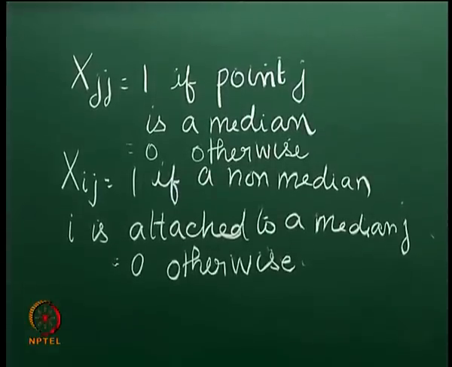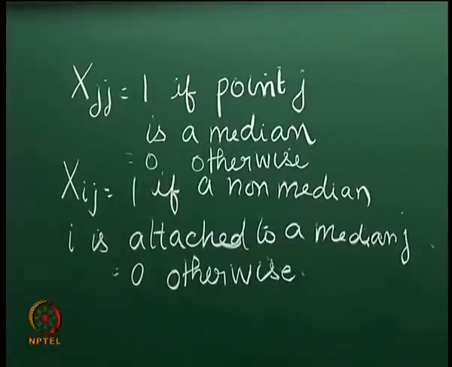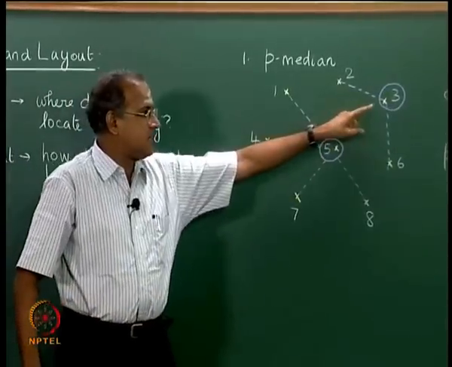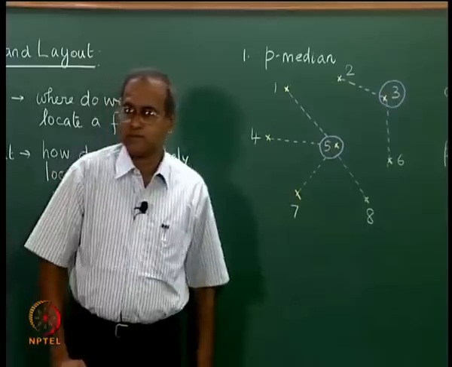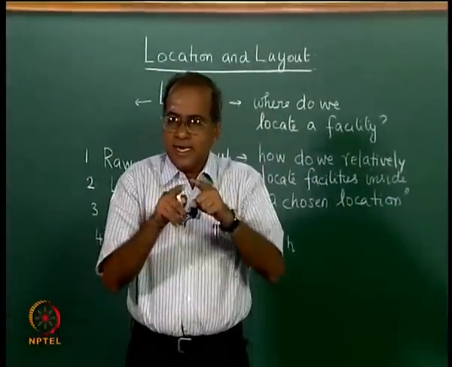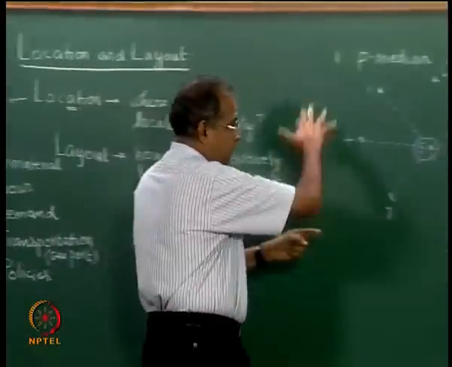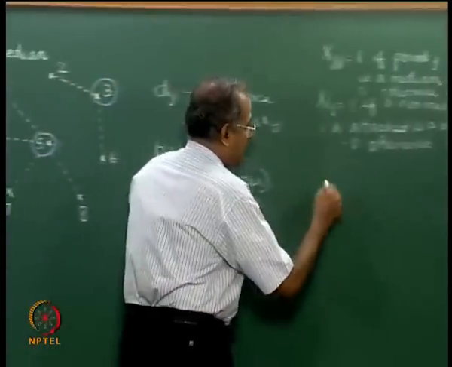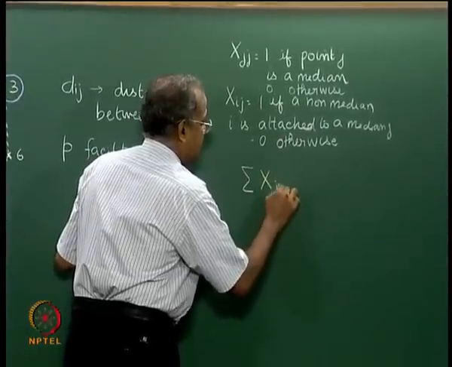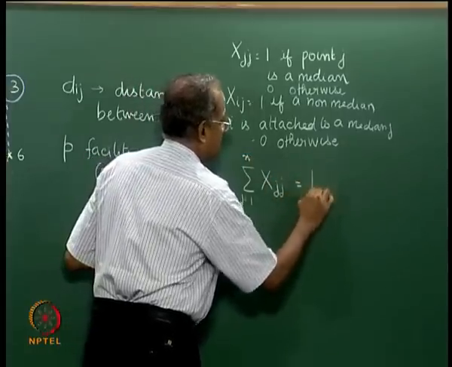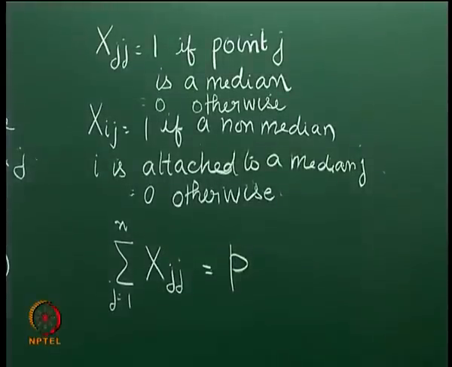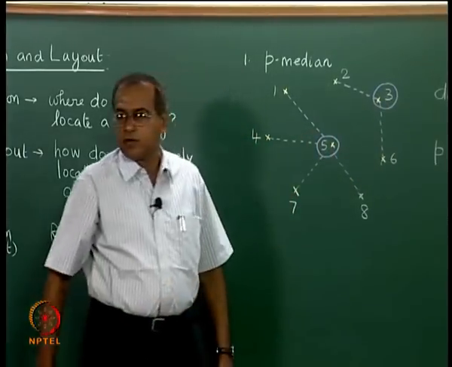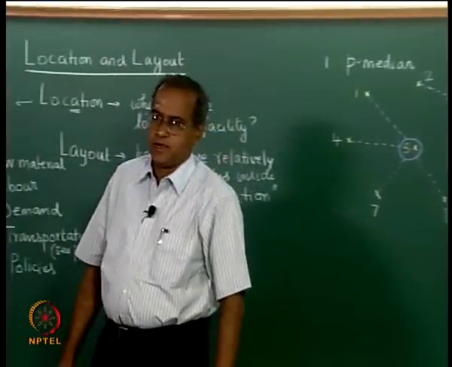Now since we have defined xjj equal to 1 if point j is a median, for this feasible solution we would have x33 equal to 1 and x55 equal to 1. Now there are 8 possible values of xjj, and if there are n general points, there are n possible values for xjj. So the first constraint would be that sigma xjj, j equal to 1 to n, is equal to p. So in our example, j equal to 1 to 8, sigma xjj equal to 2, and this feasible solution has x33 equal to 1, x55 equal to 1. So for p equal to 2 this will be satisfied.